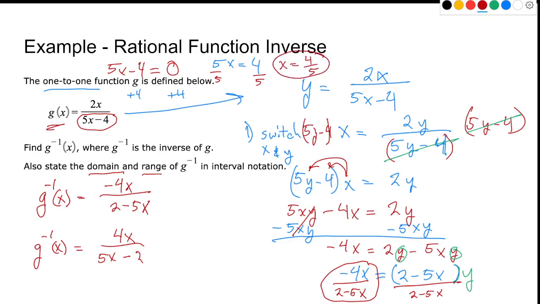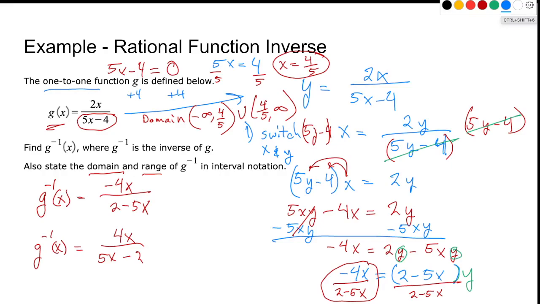Now remember, that's what needs to get excluded. So the domain up here is going to be negative infinity to 4/5 union 4/5 to positive infinity. So we take out that one value. Now that I've got the inverse function, what's easiest, at least in my mind, is to find the domain of this function, and that will give me the range of the forward function and vice versa.